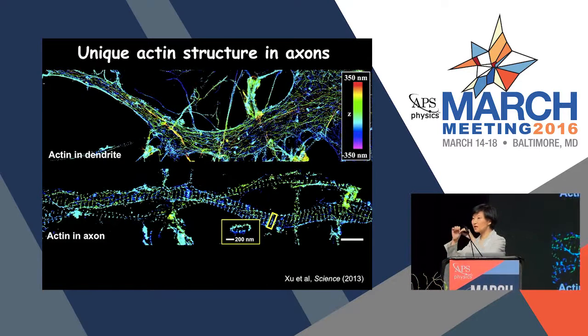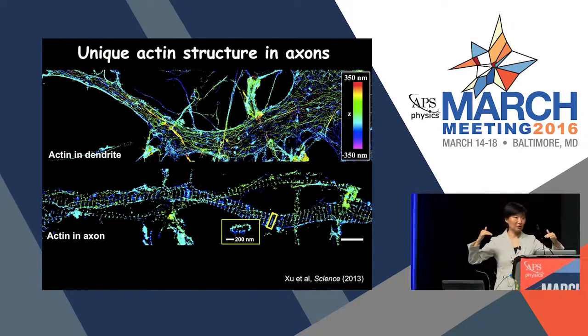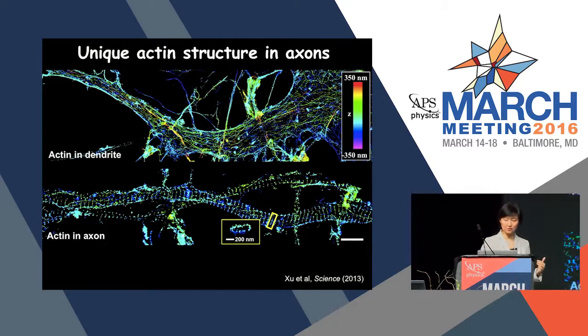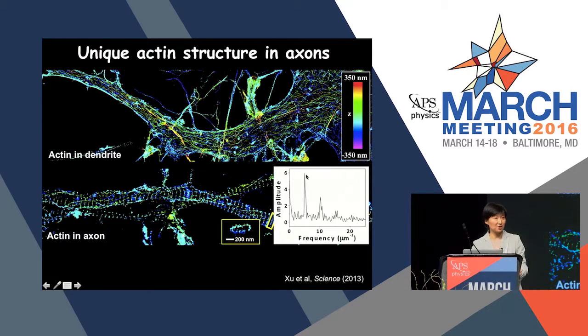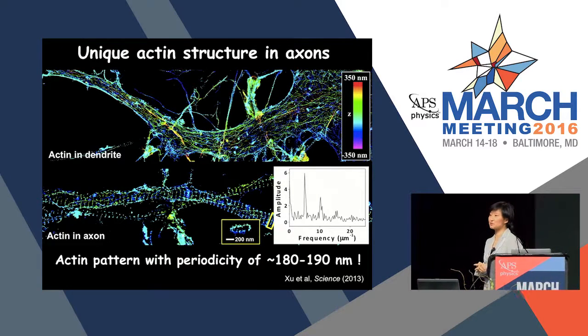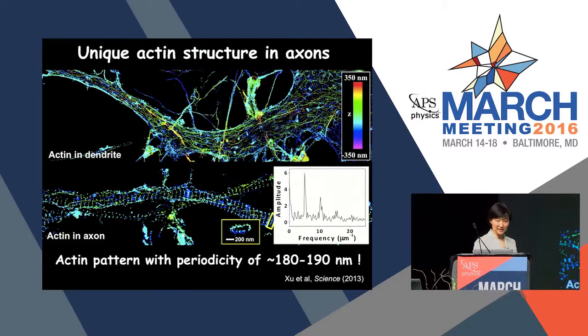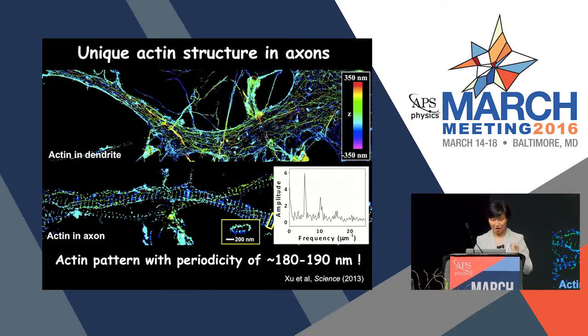You could even computationally straighten out your axon and project the localizations and take a Fourier transform, and you get these remarkable peaks and harmonic overtones. And these together give you a periodicity of about 180 nanometers, which is below the diffraction limit, and hence it was not visible before.